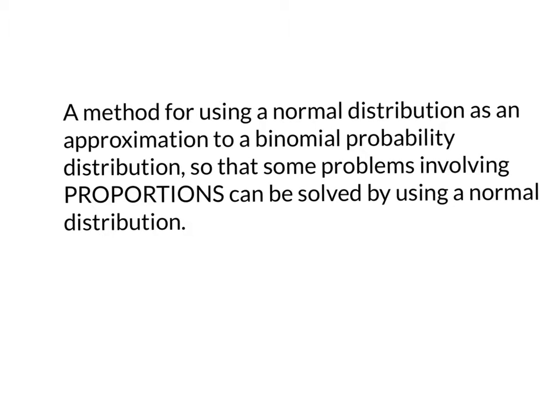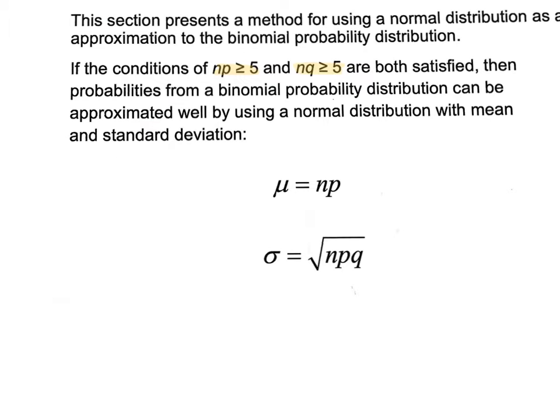All right, guys, so we got normal as an approximation to binomial. We're going to use the normal distribution to approximate binomial distributions sometimes. Method for using a normal distribution as an approximation to binomial probability distribution, so that some problems involving proportions or percentages can be solved by using a normal distribution. Now, watch carefully when you can and when you can't do this.